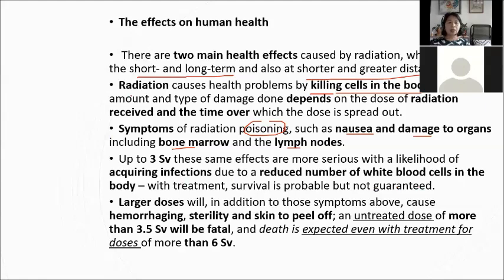So yung mga may sakit na will undergo radiation, mababa yung mga immune system. That is why prone sila sa infection. Next, larger doses will, in addition to those symptoms above, cause hemorrhaging, sterility, and skin to peel off. If untreated, more than 3.5 Sv will be fatal, and death is expected even with treatment for doses greater than 6 Sv.